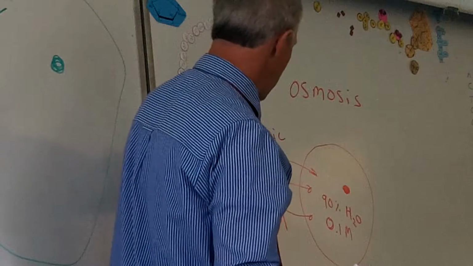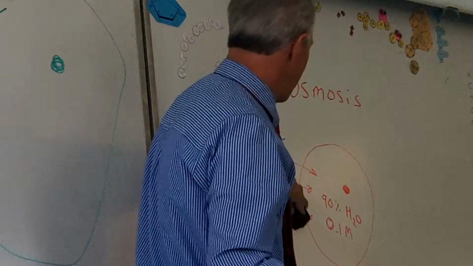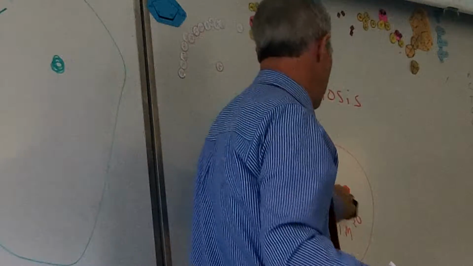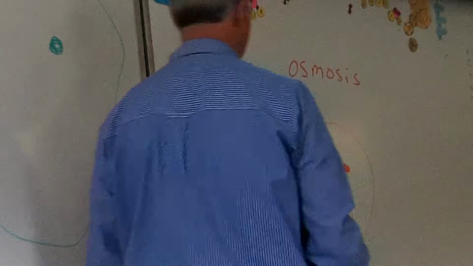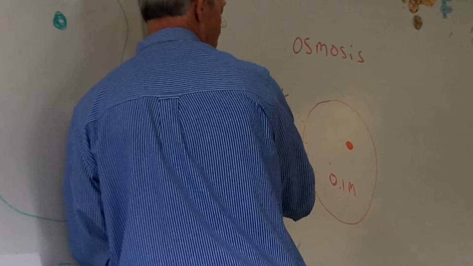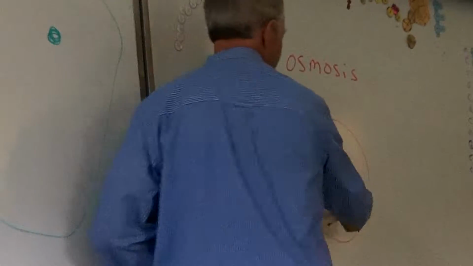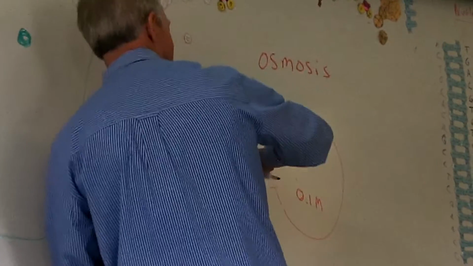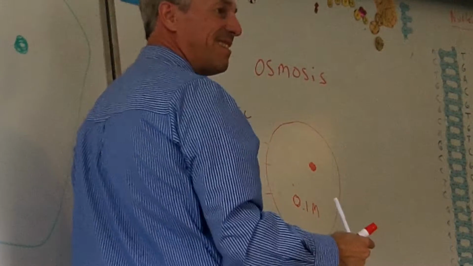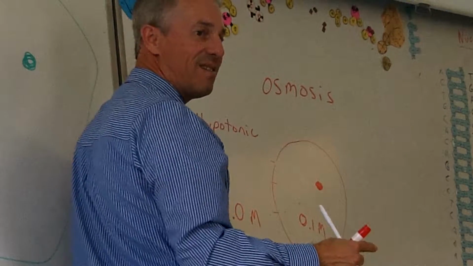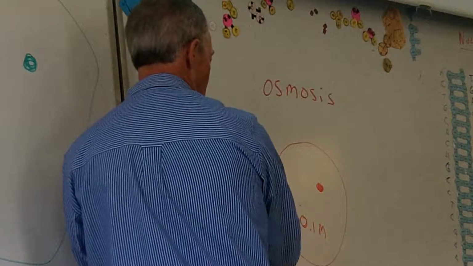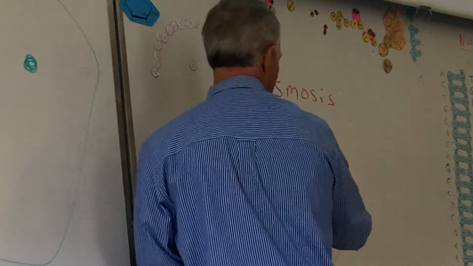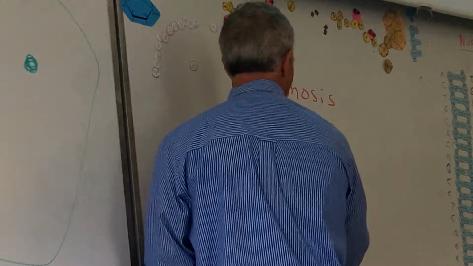So I'm going to erase the percent water. You have to think about it in terms of molarity. Can you do that? Yeah. So this has no sugar, all water. This has some sugar in it. So there's more water on the outside than there is on the inside. Y'all see what I'm saying? We call the solution that has more water in it hypotonic. And we call the solution that has more sugar in it hypertonic.